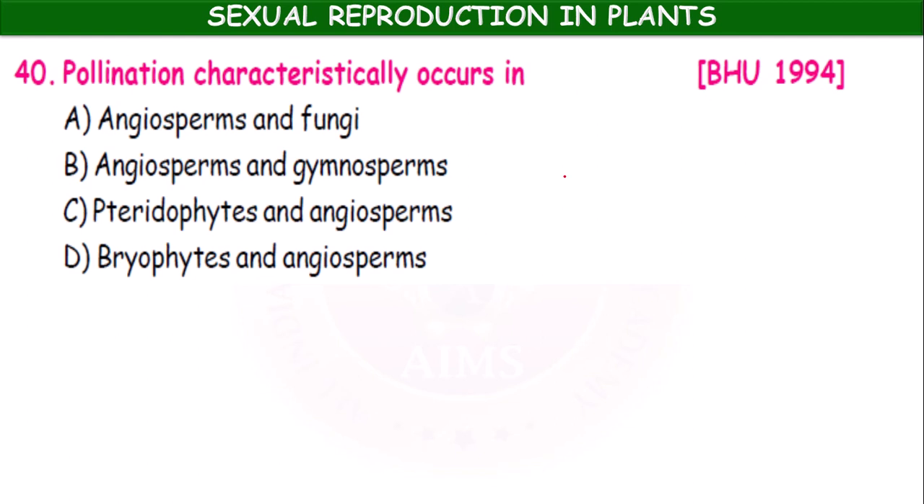Pollination characteristically occurs in angiosperms and fungi, angiosperms and gymnosperms, pteridophytes and angiosperms, bryophytes and angiosperms. In the first option, angiosperms and fungi, only in angiosperms does pollination occur. In angiosperms and gymnosperms, pollination takes place because both are seed-producing plants. Pteridophytes have no pollination because they are non-flowering. Bryophytes again have no pollination, only angiosperms. So angiosperms and gymnosperms is the answer.